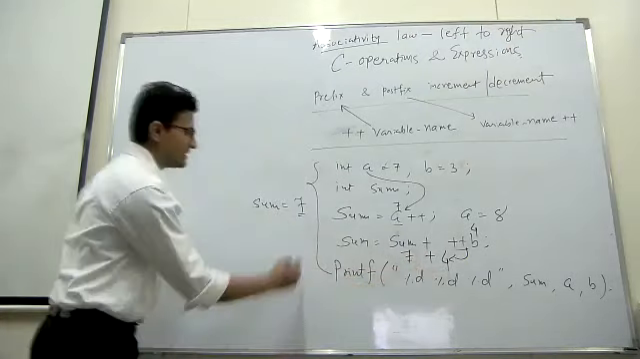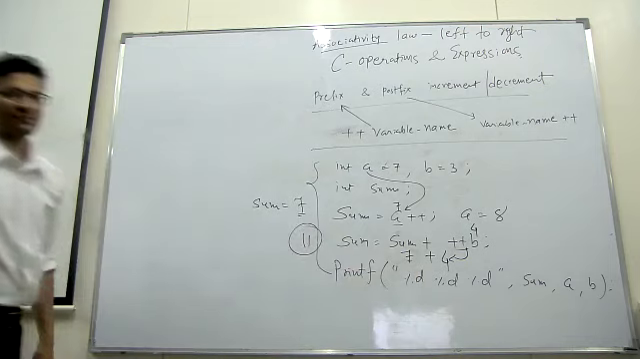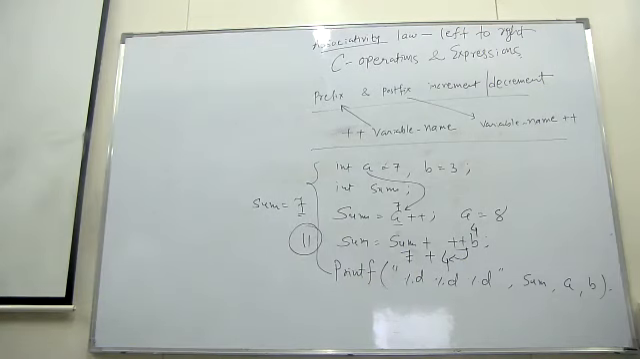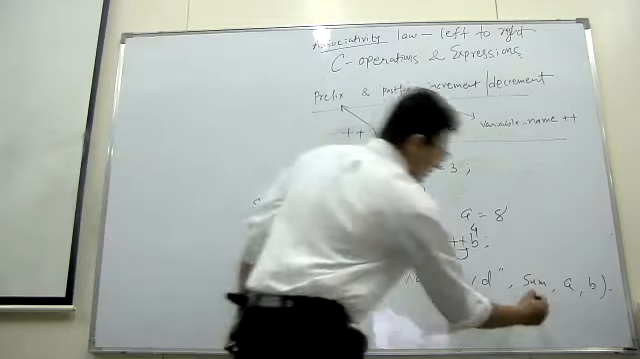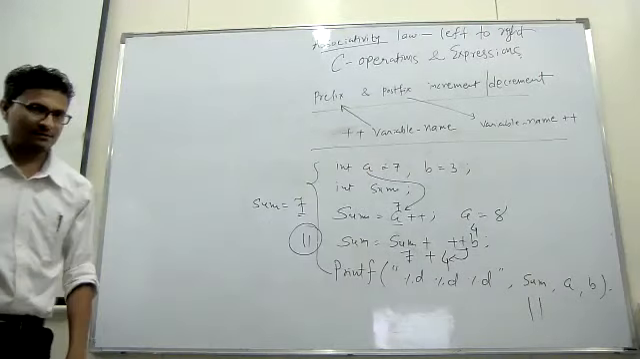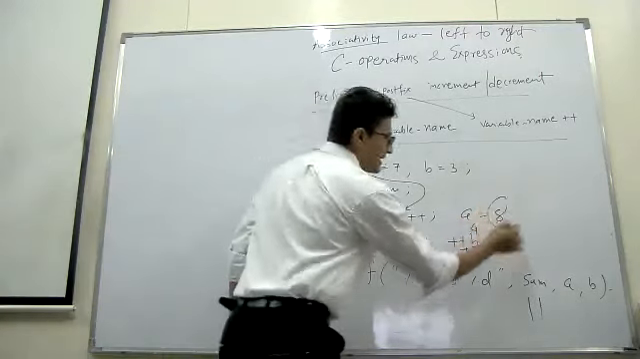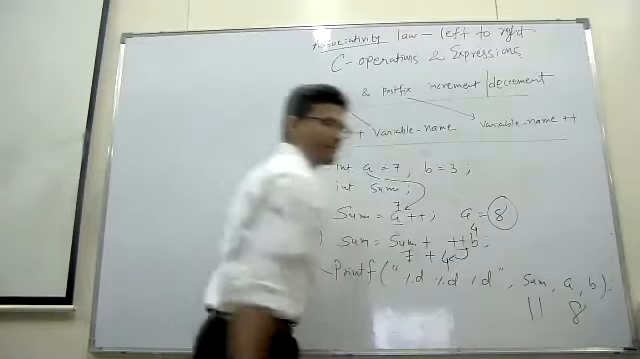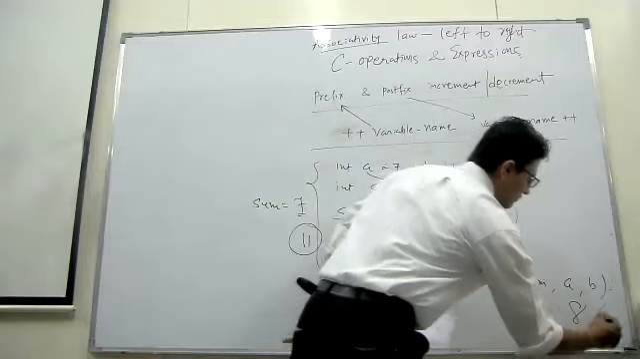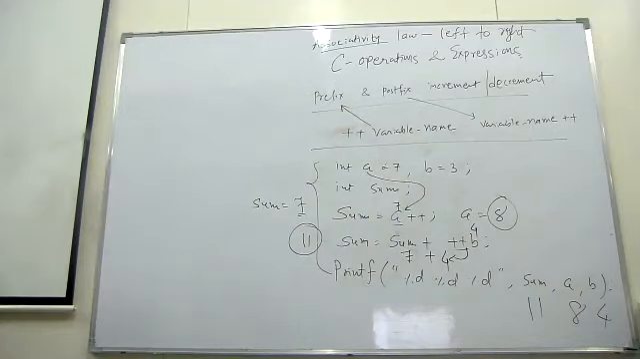So your sum is equal to 11. So it will print sum is equal to 11. My A is equal to 8. And B is equal to 4. Very good.